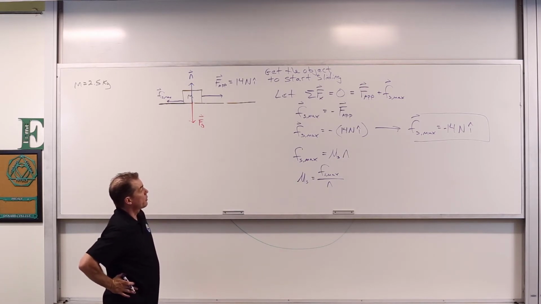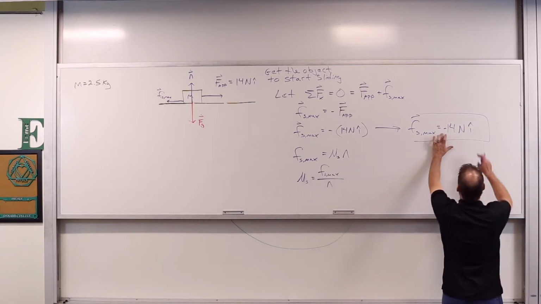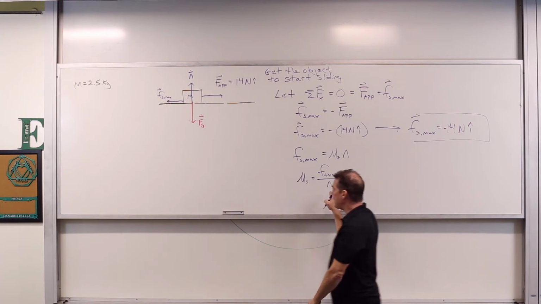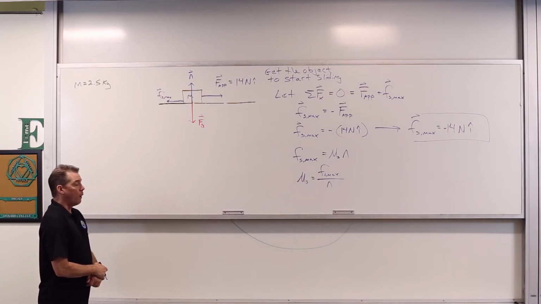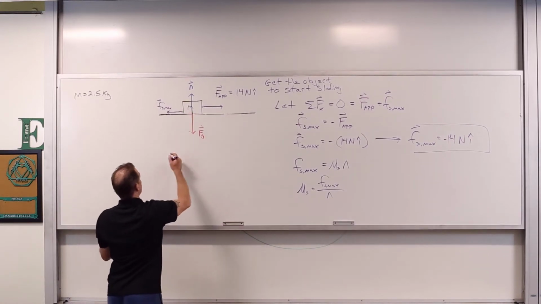Well, we've already determined that f sub s max is 14 newtons in the negative i hat direction, so its magnitude is just 14 newtons. What about n? We need to know what the normal force is. How are we going to get the normal force? Well, we are going to look in the y direction, right? That's where the normal force resides.